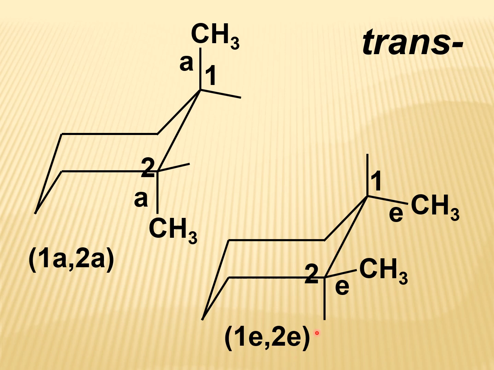Now if you compare the stabilities in these two cases, we can see here two axial substituents are there. So these will undergo diaxial interactions. This group will also undergo diaxial interaction. This methyl group also undergoes diaxial interaction, and so the stability will be minimum, or potential energy will be maximum in this case. Whereas here both are equatorial, and so there are no other interactions.